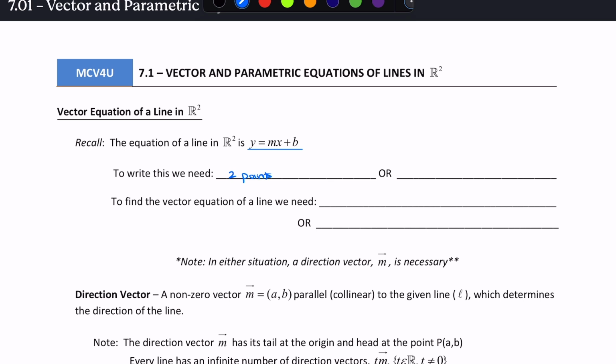Again, those 2 points will be our slope and our y-intercept, or our slope and our y-intercept.